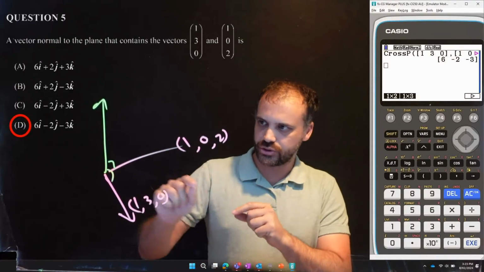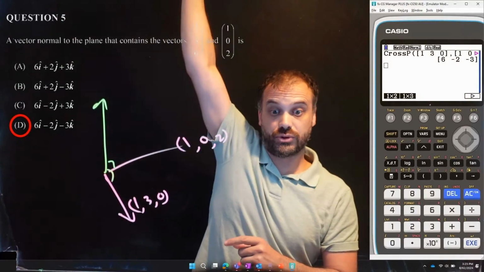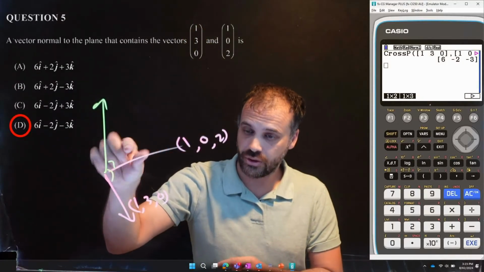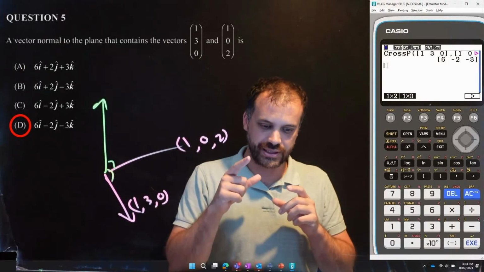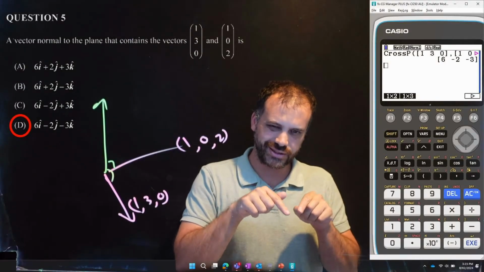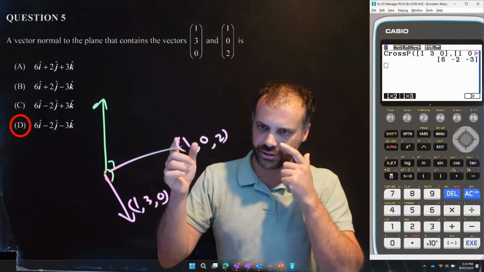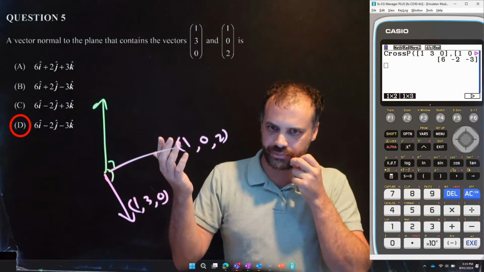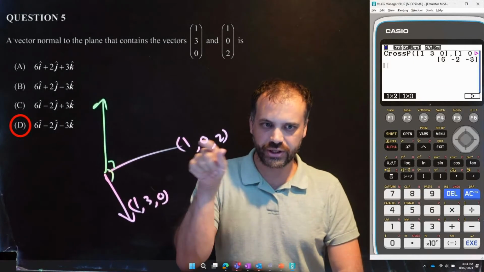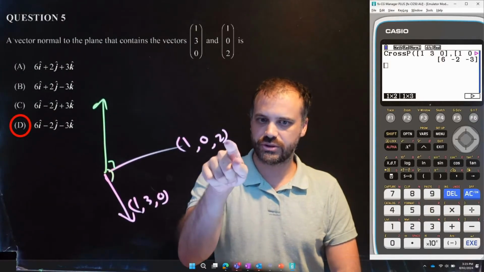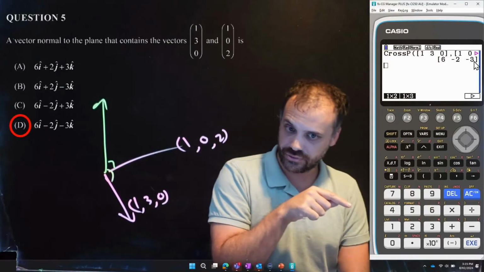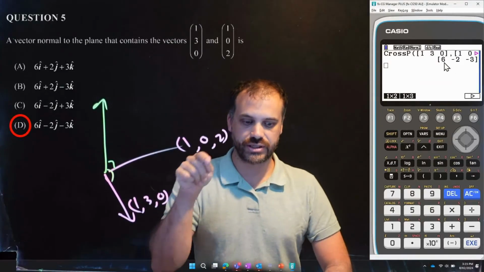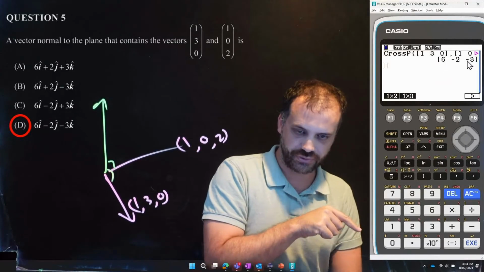Because what I could do is just make this green vector taller or shorter, or in the other direction. So it just so happens that the exact cross product I calculated is the same cross product that the QCAA people chose. But if I'd done it in the other direction, if I'd done 102 first and then 130, I wouldn't have got an answer of 6, -2, -3. I would have got an answer of -6, +2, +3.